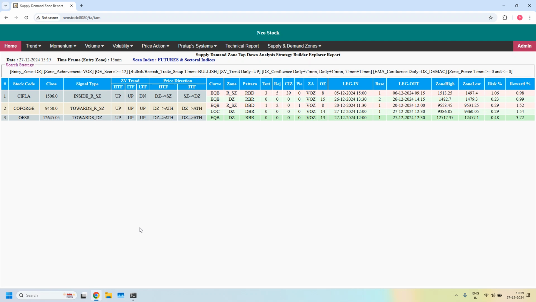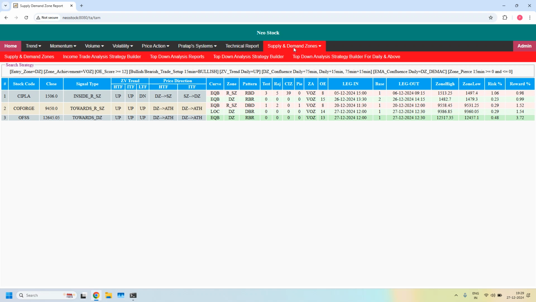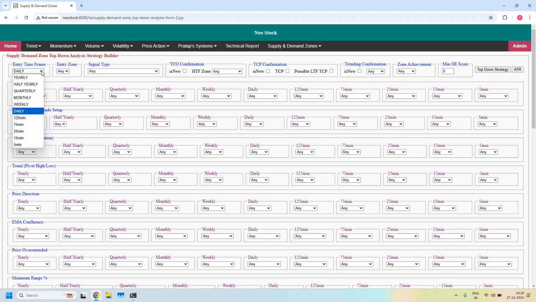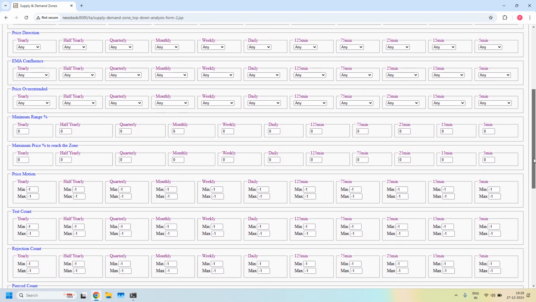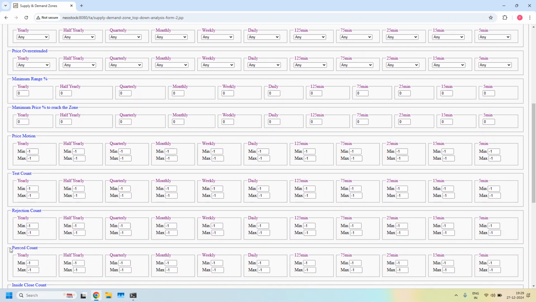Okay, this is about bullish trade setup for daily income trade. Next, bearish trade setup for daily income trade. Entry time frame 15 minutes. Entry zone supply zone. In bullish or bearish trade setup at 15 minutes time frame, I am selecting bearish. These 15 minute supply zones should not be pierced. So in the pierced count at 15 minutes time frame, I am setting minimum value 0, maximum value 0.